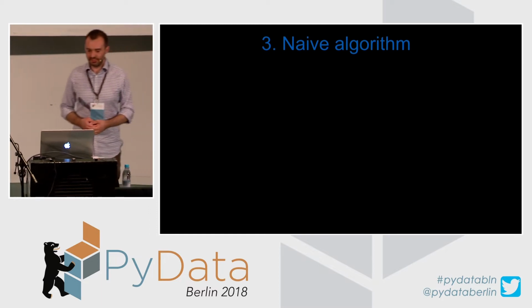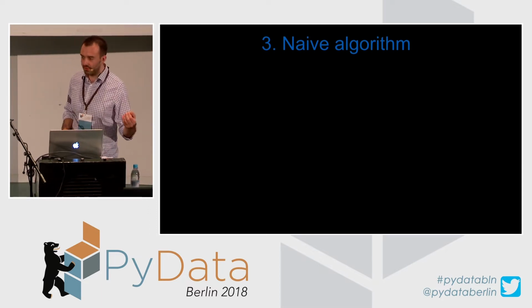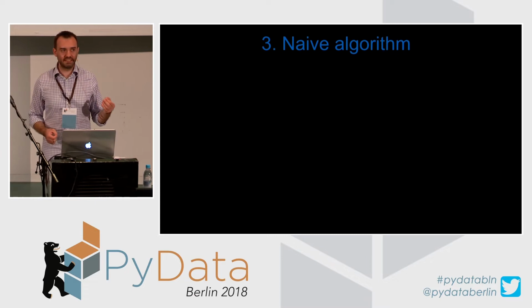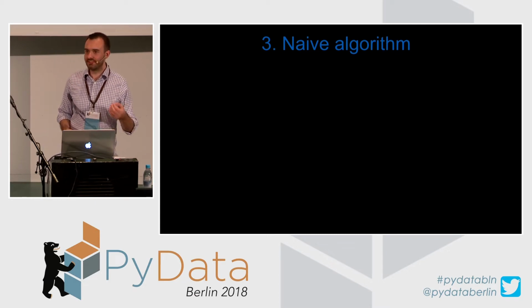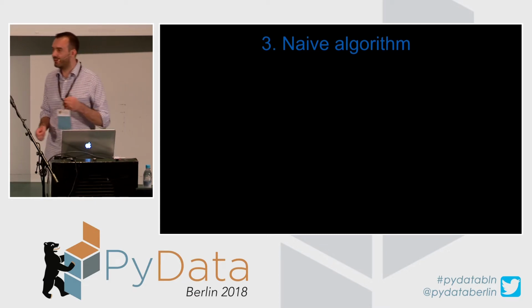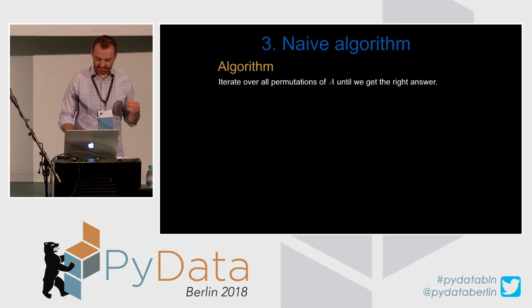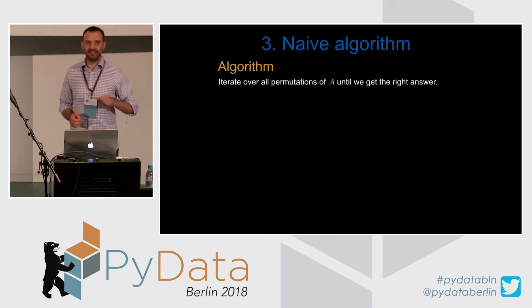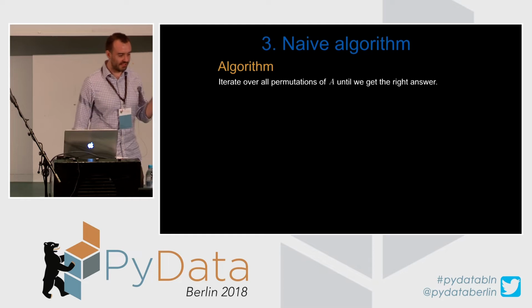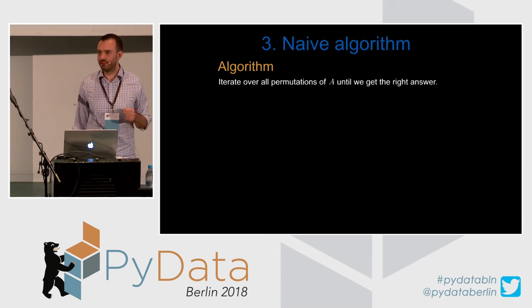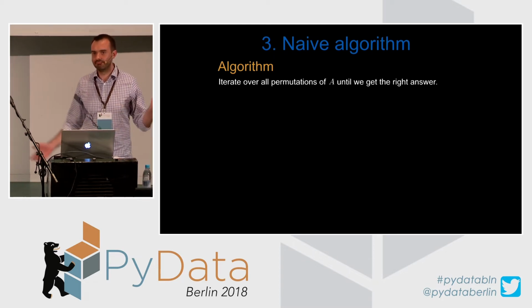All right, so we've framed the problem. I've told you what encryption and decryption is. I've told you the assumptions and so on. Let's get to the whiteboard and sketch out a naive algorithm. And this is very naive indeed. It's a one-liner, and it's woefully underspecified, but here we go. My initial idea is that we're going to iterate over all the permutations of the alphabet until we get the correct answer. That's it.